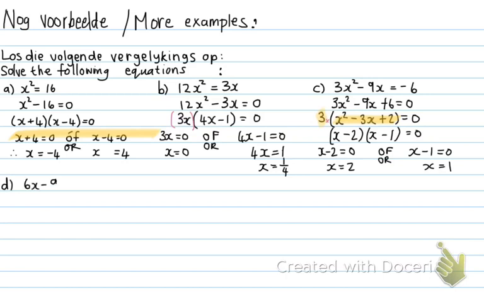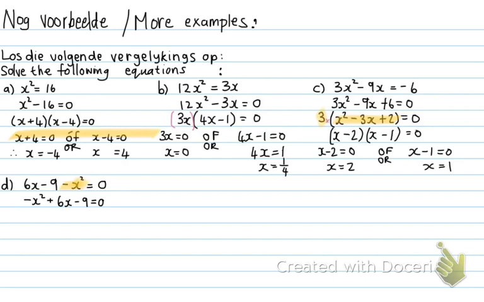Number D, 6x minus 9 minus x squared is equal to 0. Okay, so I don't like the order that those are in. I usually have x squared, then x's, then constants equal to 0. So I'm going to change the order of those terms. I'm going to say negative x squared plus 6x minus 9 is equal to 0.